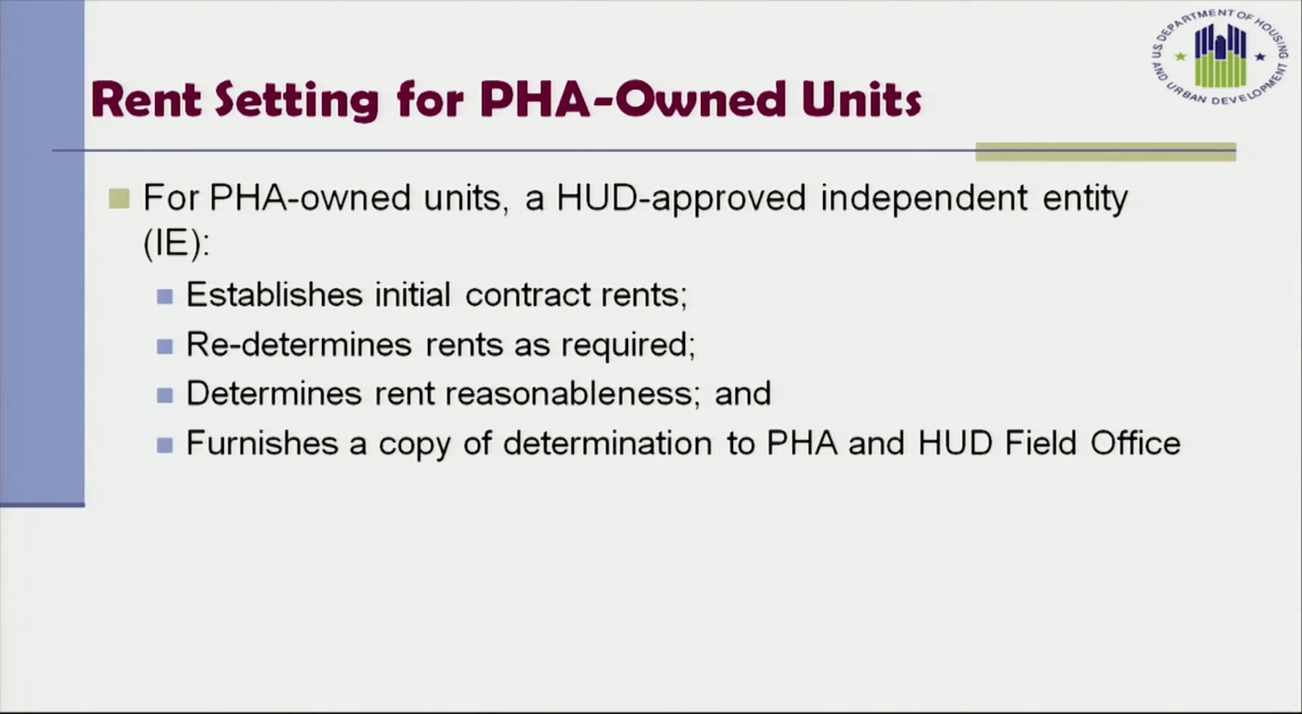For PHA-owned units, the HUD-approved independent entity establishes the initial contract rents. They redetermine the rents as required by program requirements. They determine rent reasonableness, and they must furnish a copy of the rent reasonableness determination to the PHA and the HUD field office.